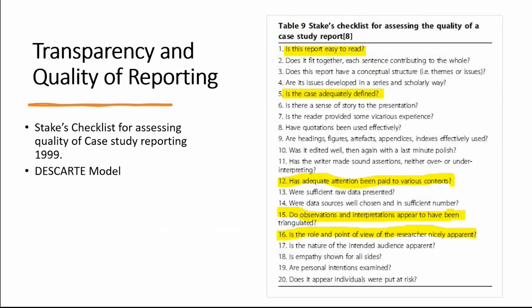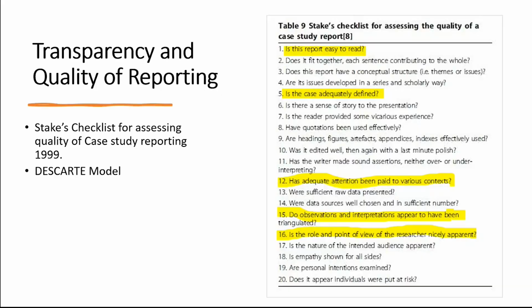The first is Stake. So Stake has a checklist for assessing the quality of the case study that's being reported. It's not a new checklist. It's been around for quite some time. And as you can see, it's more around the clarity of the report itself. So I've highlighted some of the things that we've already mentioned. Is the report easy to read? Has the case been adequately defined? The context in which the case is occurring, has attention been paid into describing it adequately? Triangulation of the data, so the observations, the interpretations that you're getting, and being quite apparent around your epistemological stance as a researcher and what your positionality is.